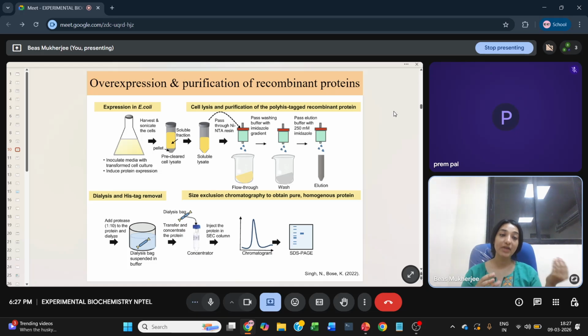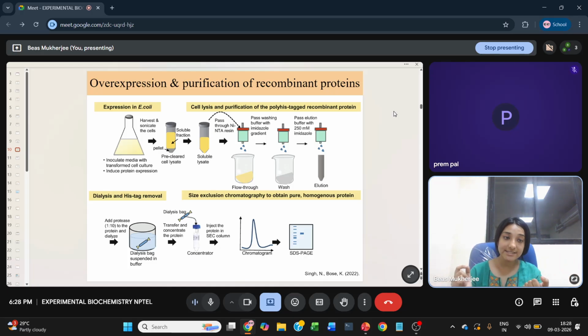Then, if you look at the figure, we will go for addition of lysozyme enzyme. Lysozyme is added and then it is incubated for a particular amount of time, then it is sonicated, and all the bacteria are broken open because of the presence of lysozyme plus sonication, and all the proteins that were inside the bacteria come out.